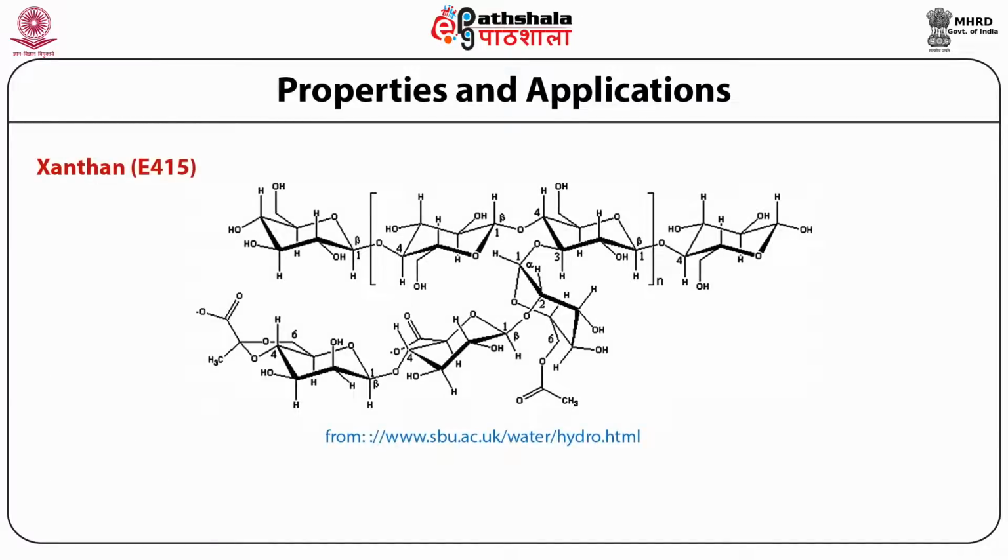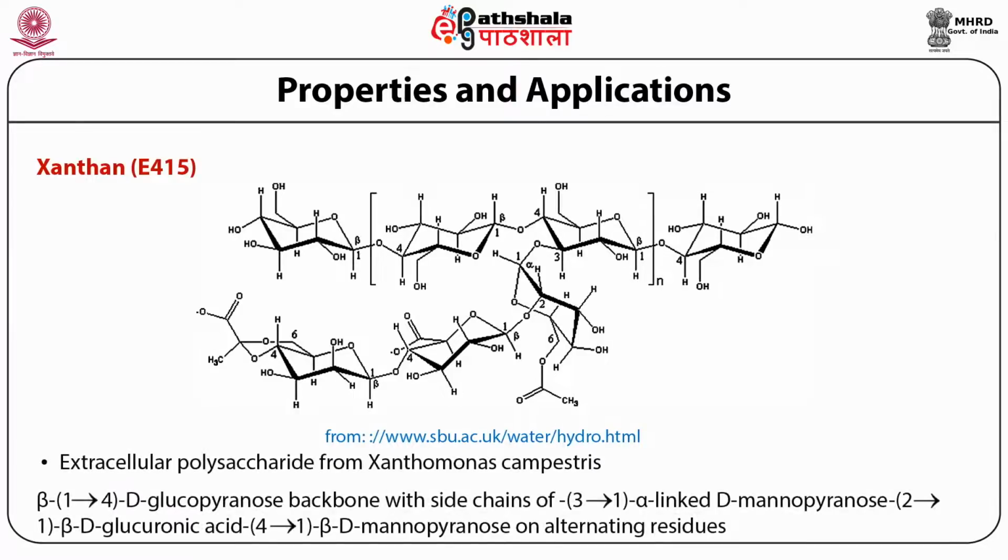Xanthan is another class of complex carbohydrate, with a beta-1,4 D-glucopyranosyl backbone and side chains of 3-linked alpha D-mannopyranose, 2-linked beta D-glucuronic acid and 4-linked beta D-mannopyranose on alternating residues. This makes the molecule totally complex as well as branched, and the chain will make the molecule more flexible in terms of making hydrogen bonds as well as single bond orientation.